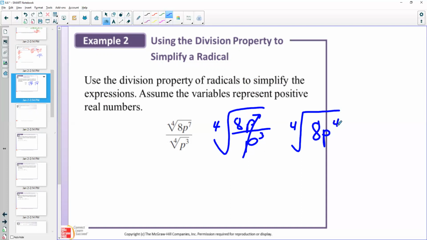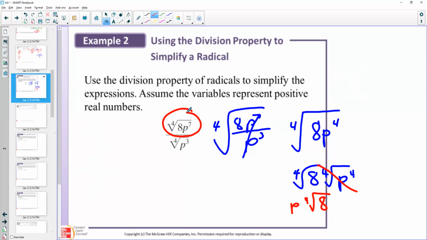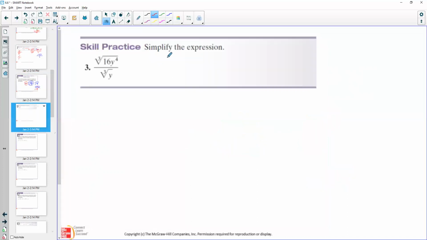So now I have the 4th root of 8P to the 4th. I'm just going to break that up. 4th root of 8, 4th root of P to the 4th. 4th root of P to the 4th becomes just P. So I'm left with P 4th root of 8. If you had just done these each individually, would it still work out? Absolutely. But sometimes it makes sense to approach it, put it back.